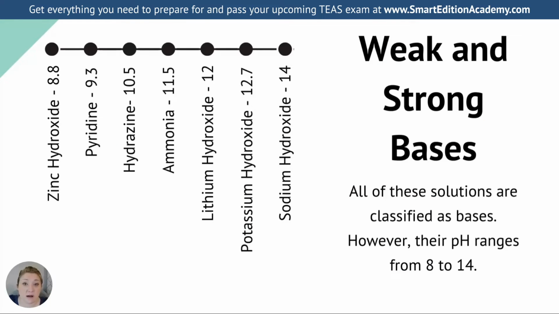And we will now talk about bases, which are very similar to acids in the way that they behave as well. Different bases have different pHs. You have bases like zinc hydroxide, which has an 8.8 pH, ammonia right in the middle with an 11.5, and sodium hydroxide with a pH of 14. So all of these are going to range from a weak base, closer to that 7 mark. So in this example, zinc hydroxide is our weak base. And then you have very strong bases, which are going to be at the end of the pH scale, closer to that 14 mark. All of these are bases, but they can range from 8 to 14.